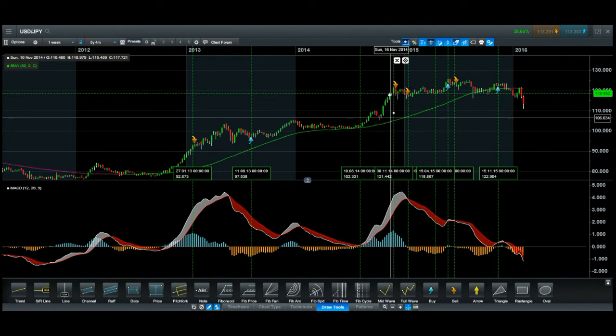So again, try not to depend on the indicators. There are some flaws in it. For me as a trader, I don't look at MACD at all, because the signals that are given to me are so wrong.